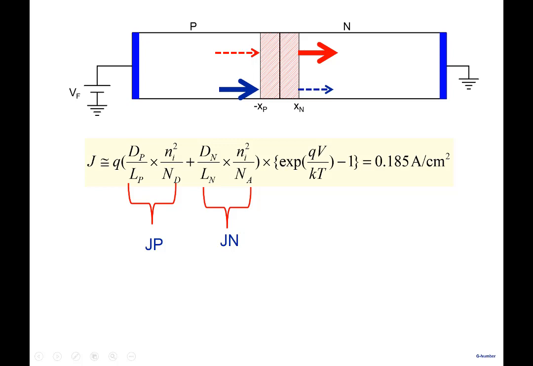So this is Jp and this is Jn. Correct? I can calculate each one of those components. I can calculate Dp by Lp, Ni square over Nd, exponent qV by kT minus 1. That gives me the whole current, 0.075. And I can calculate Dn by Ln, Ni square over Na, that gives me this current. So that's 0.109.